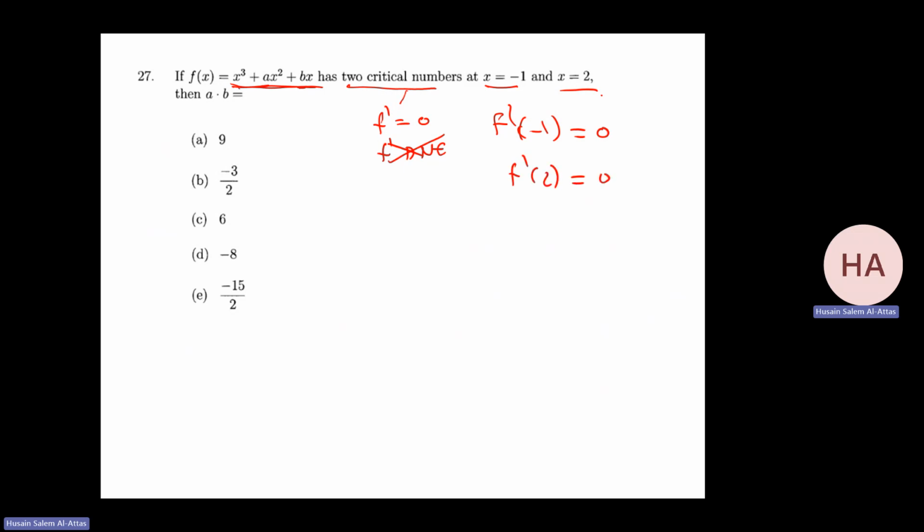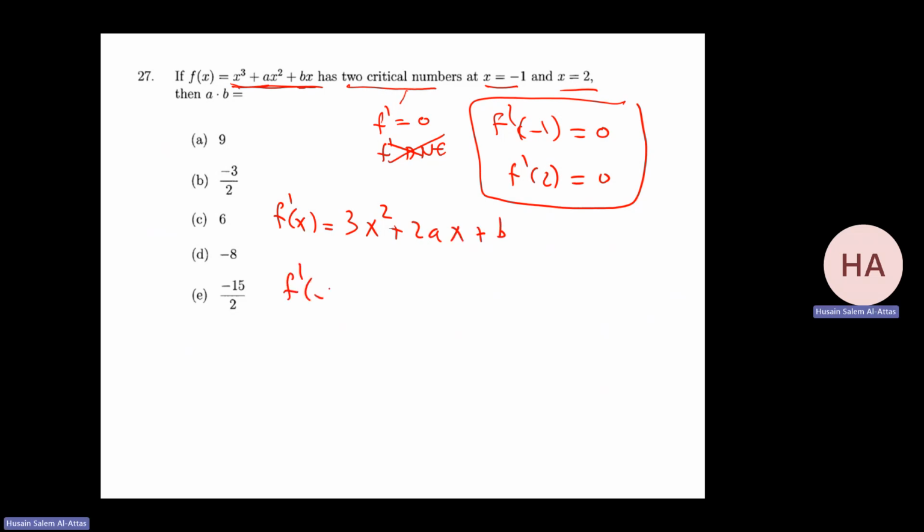Let me use these two pieces of information to find a and b. So first I need to find f prime. F prime will be what? 3x squared plus 2ax plus b. Use the first one. So I have two equations, two unknowns. F prime at minus 1 will be 3 minus 2a plus b. That should be equal to 0. F prime at 2, I have 12 plus 4a plus b equals 0.